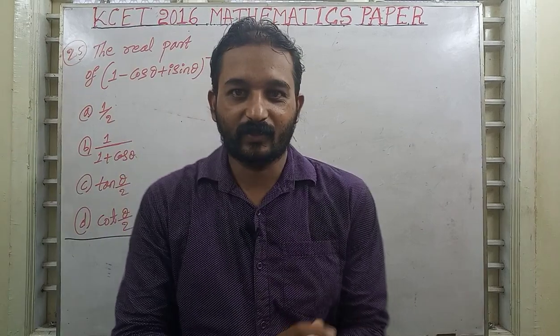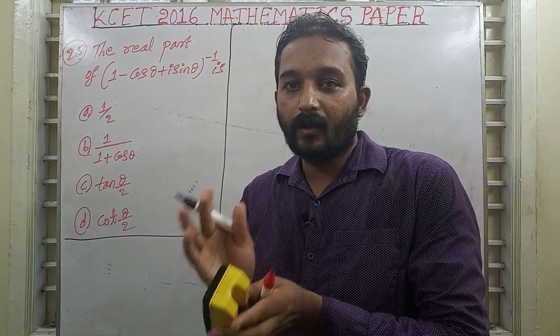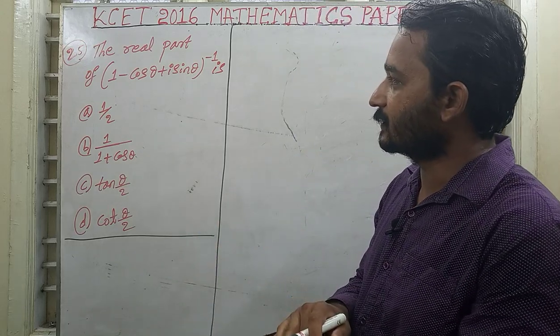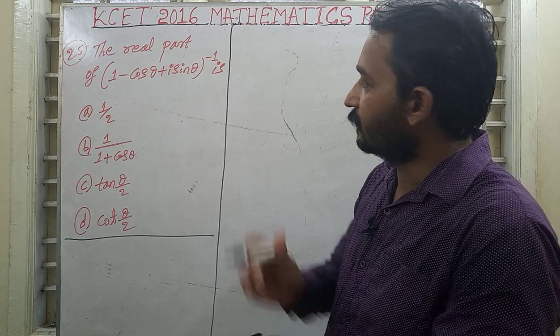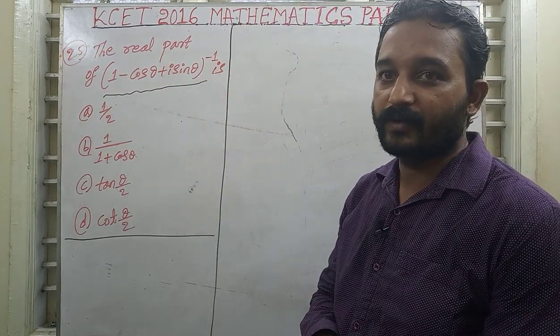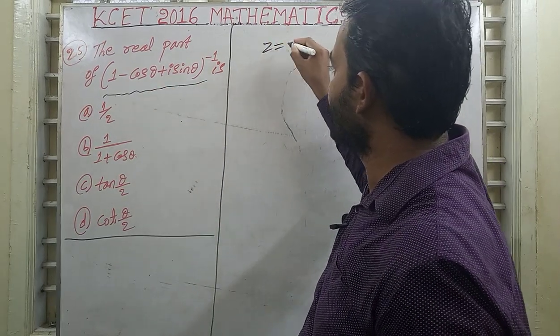So now let us move on to the next question, question number 25. This question is based on the chapter complex numbers and quadratic equations. Let us see the question. The real part of (1 minus cos theta plus i sin theta) whole inverse. We have to find the real part. So let us take z as the complex number.